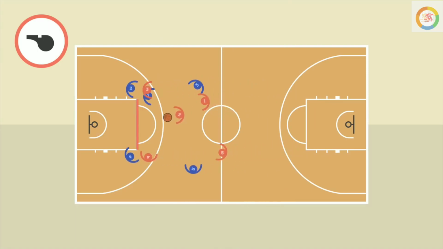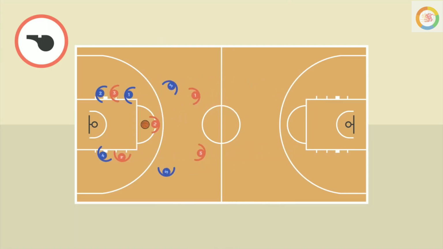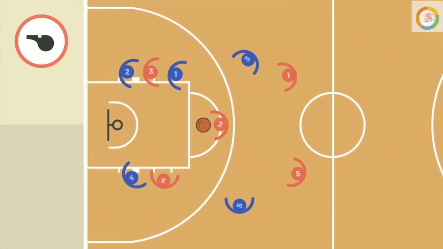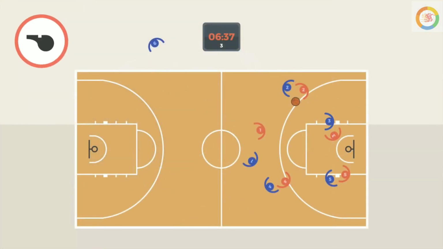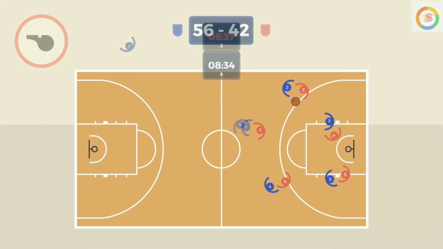Free throws are taken from the edge of the key and are worth 1 point. The key, also called free throw lane, is the rectangular area drawn beneath both hoops. At each timeout, the coach may make substitutions. There is no limit to the number of players that can be substituted.